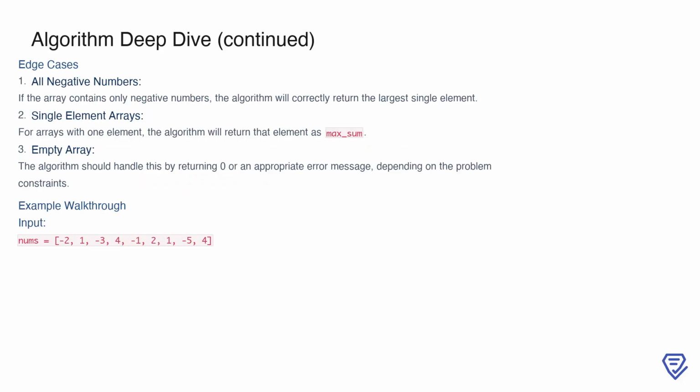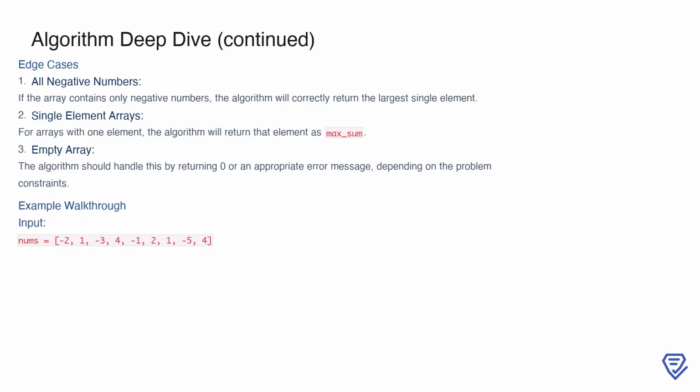There are a few edge cases to consider. If the array contains only negative numbers, the algorithm will correctly return the largest single element, as max_sum will update to the maximum negative value. For single element arrays, the algorithm simply returns that element as the maximum sum. For an empty array, the behavior depends on the problem constraints. The algorithm should either return 0 or an appropriate error message. Let's examine an example with the input nums equals -2, 1, -3, 4, -1, 2, 1, -5, 4.